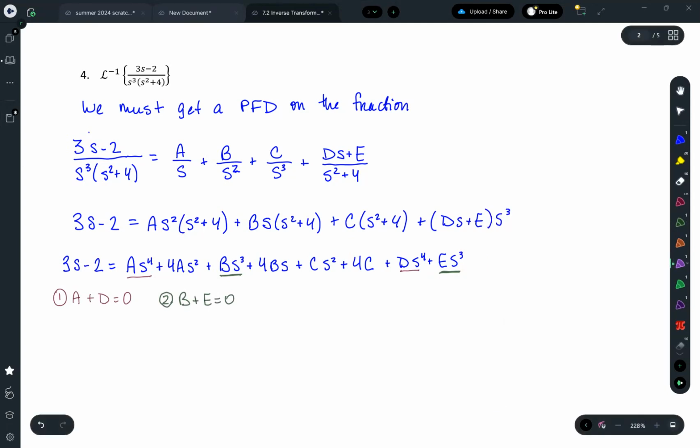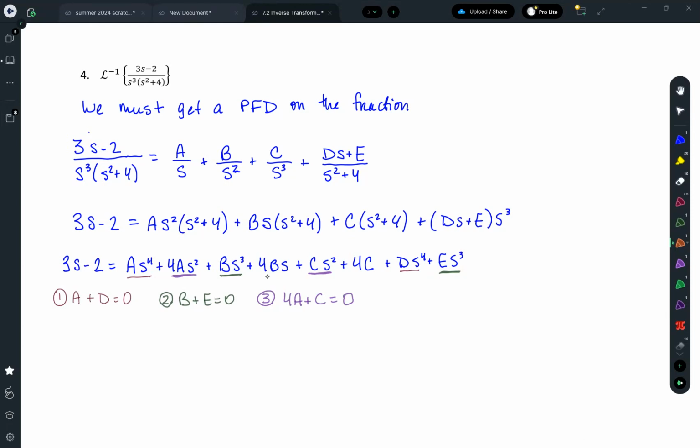Then I have my s squared terms. I have 4as squared plus cs squared. I have no s squareds on the left, so my third equation is 4a plus c is equal to 0. Then I have my linear term, just one, the 4bs, and I do have a linear term on the left-hand side, so my fourth equation says 4b is equal to 3.